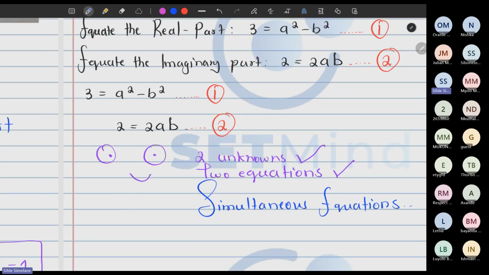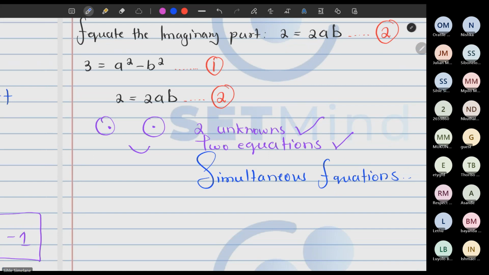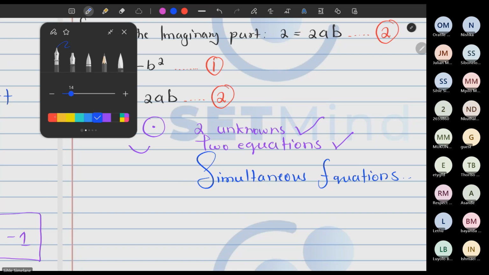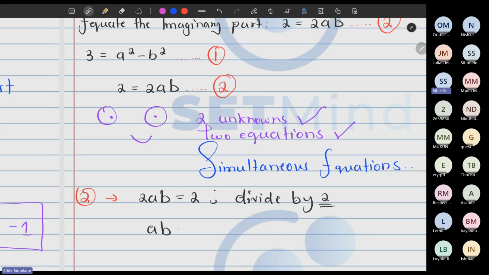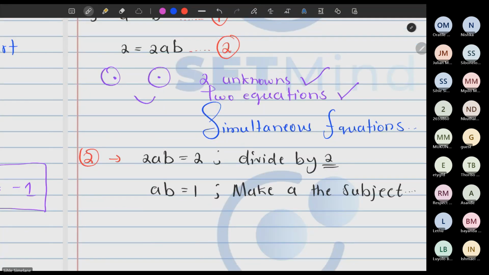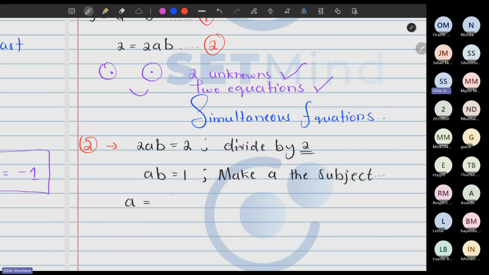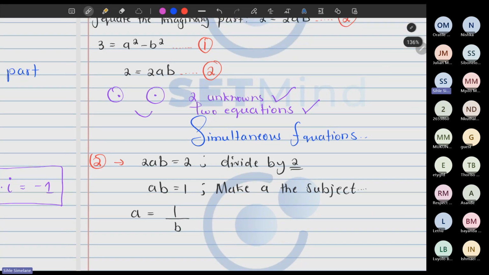So there are many ways we can go about solving for a and b here, but what I'm going to do is take equation 2 and make a the subject. On equation 2, if you look carefully, we have 2ab equals 2. So we'll first divide both sides by 2, so that what we have is simply ab equals 1. Then we will make a the subject, and you will see that a will simply be 1 over b. I will just call this equation 3.